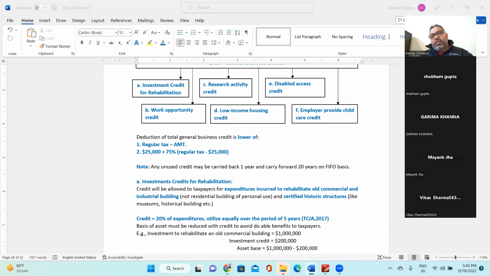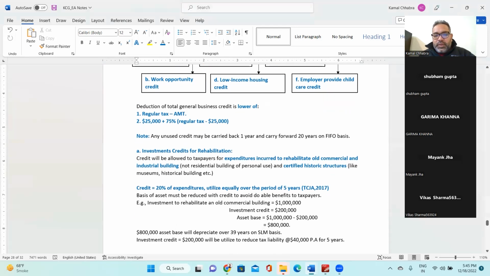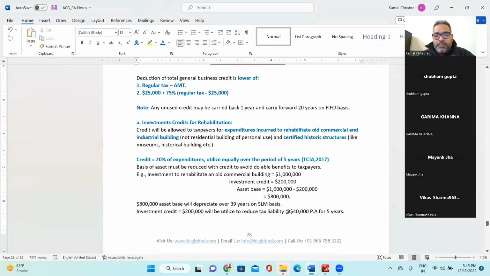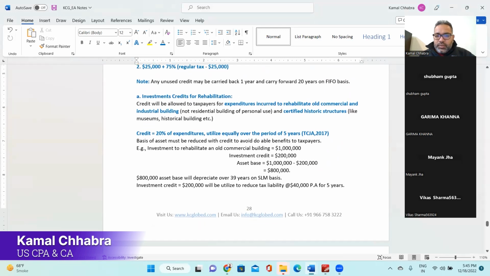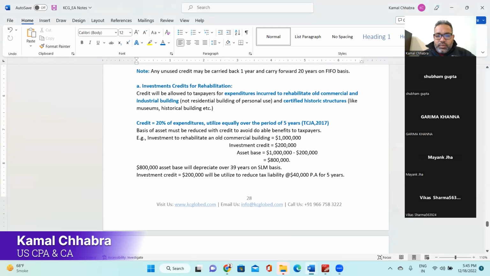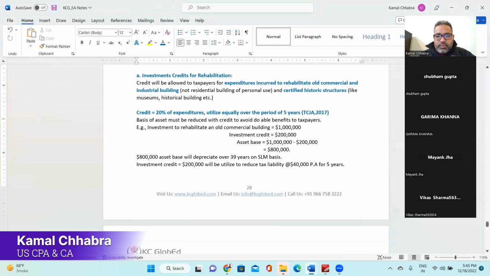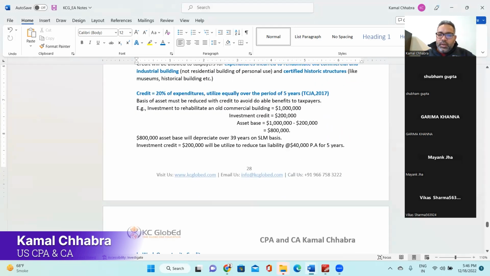Yes. Make sense? So there is no limit on the expenditure incurred to rehabilitate commercial buildings. Yes. This is like what Trump did in the 1980s to avail the tax credit. Right? So $40,000 each year over the period of 5 years.